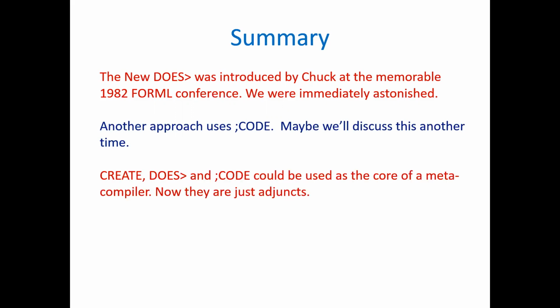So as conclusion, the create, does, and semicolon code can actually be used as the core of a meta compiler. In doing this, there would be a number of forward references, but every word that in a Forth system can be defined by create, does, and semicolon code. Currently, in the meta compiler, these words are just adjuncts and used to define a few other words, such as in the assembly. So we've seen a quick trip through the history of create does from about 1969 to the current. I hope you all found it useful.